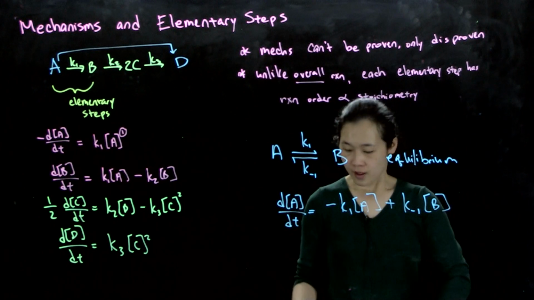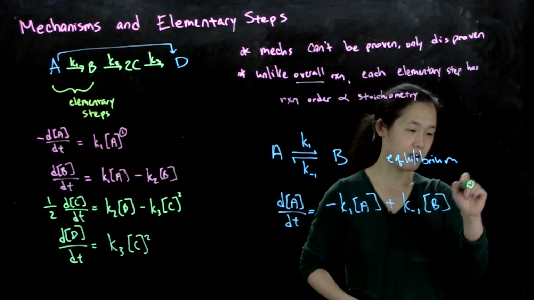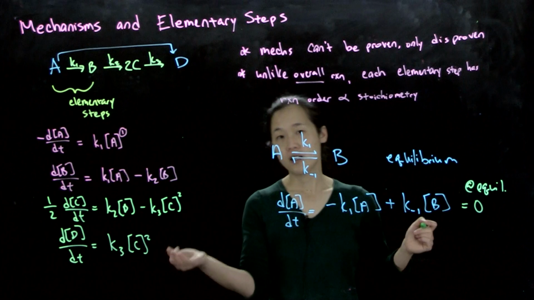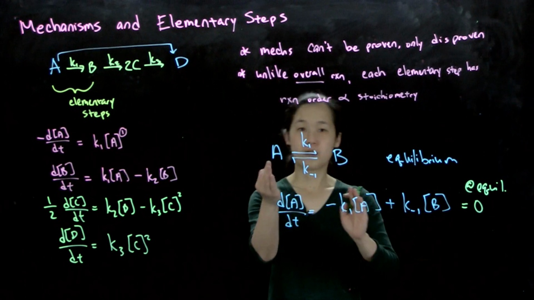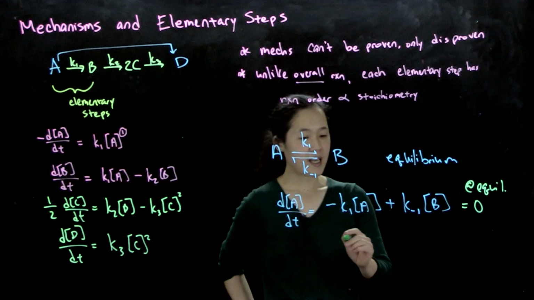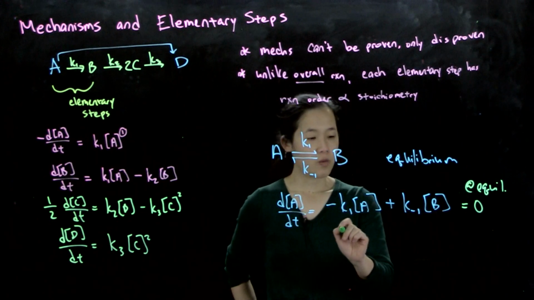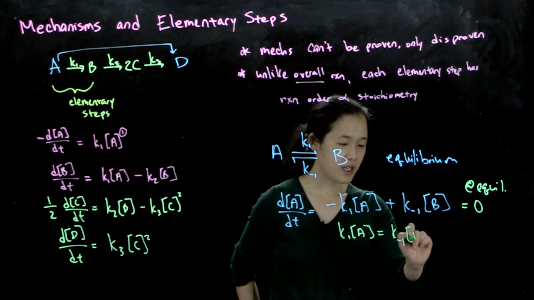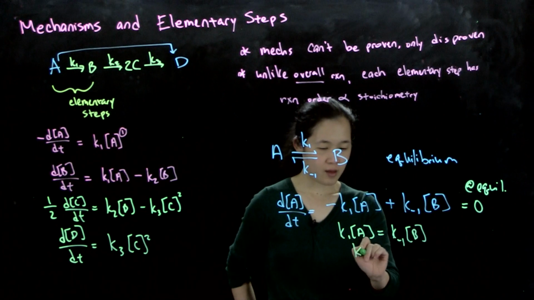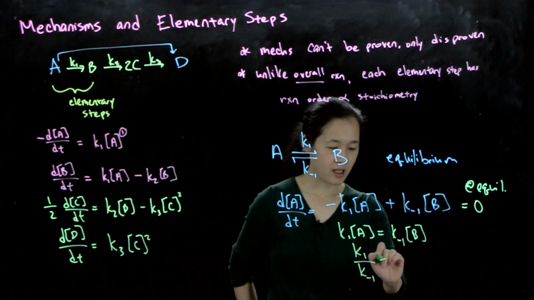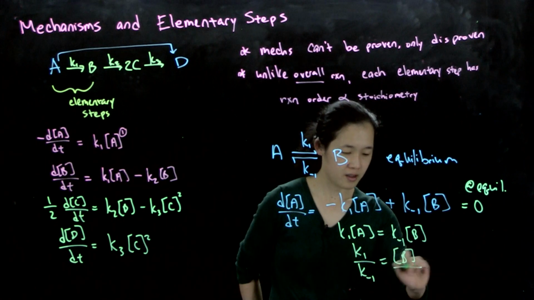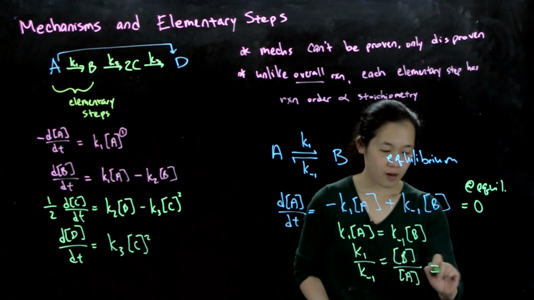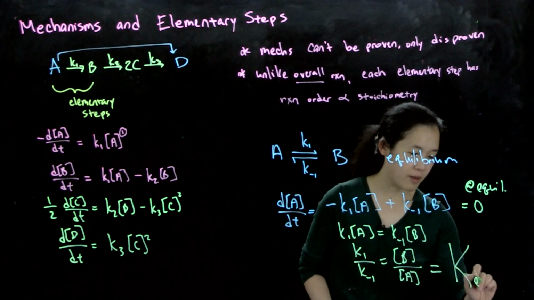And then at equilibrium, this equals 0. So the formation and the consumption are the same, so the concentration of A overall doesn't change. And what this means is that if you rearrange the terms, we'll see that K1 of A equals K minus 1 of B, and therefore K1 over K minus 1 equals B over A. And then this concentration of B over A is actually going to be our overall capital K, the equilibrium constant.